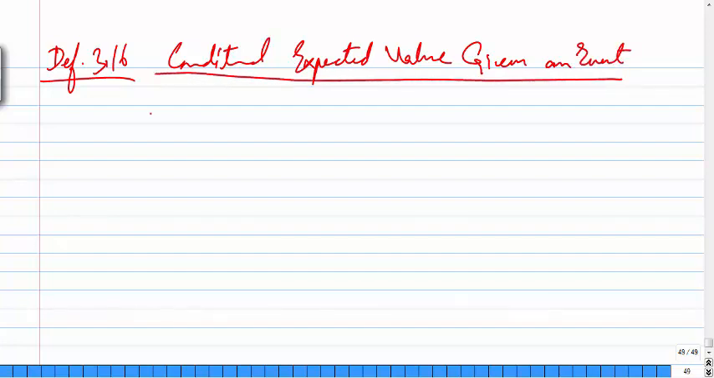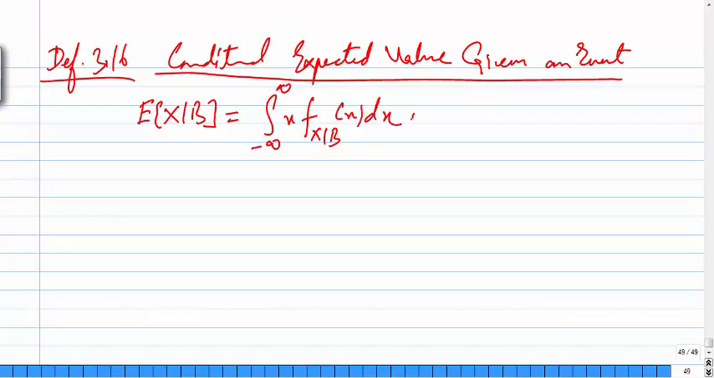Now the conditional expected value depends upon the PDF, so just multiply with the conditional PDF. That's it. It's as simple as that. You can calculate the conditional expected value.